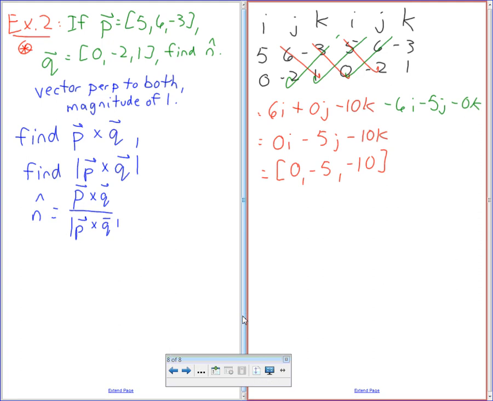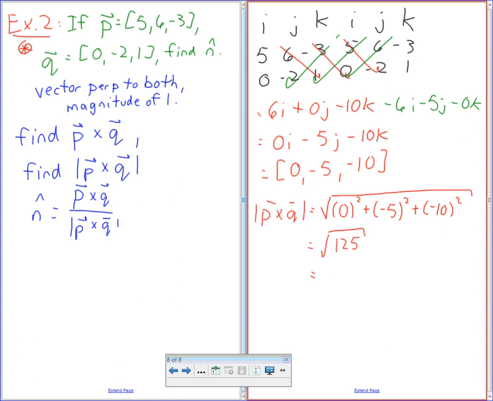Tell me please how I find the magnitude of P cross Q. Yes, go ahead. Okay, so you just do like the distance formula, where the square root of 0 squared plus negative 5 squared plus negative 2 squared? Right on. Okay, which should turn into square root of 25 and 100, square root of 125.